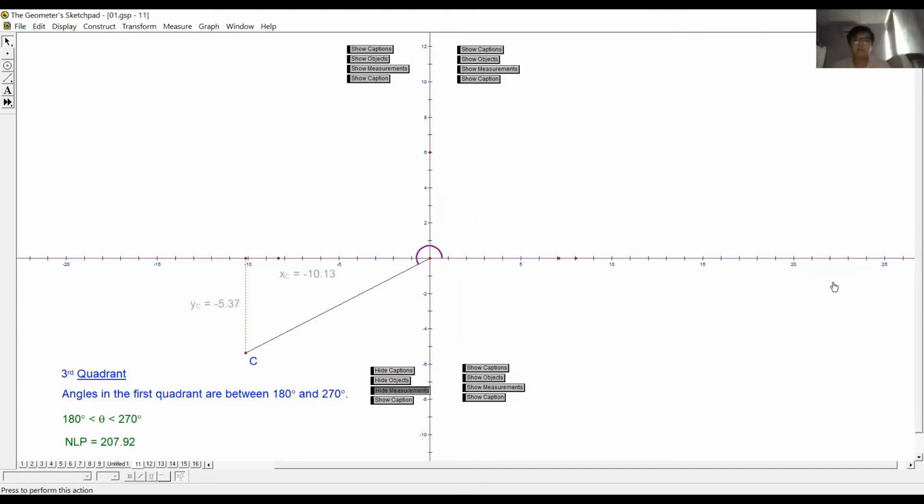Now, what are the coordinates of this point in the third quadrant? The coordinates of this point in the third quadrant are both negative. The y coordinate is negative. The x coordinate is also negative because x is on the left, negative. Y at the bottom is also negative.